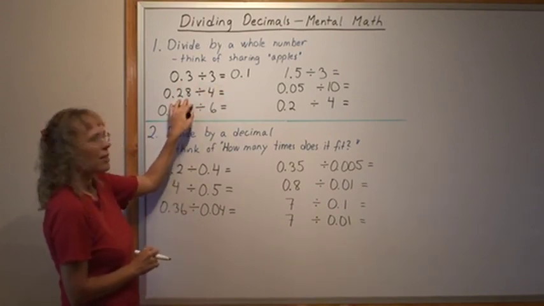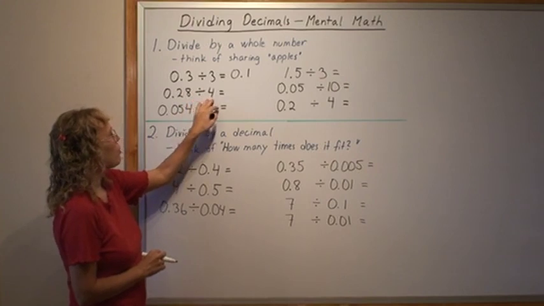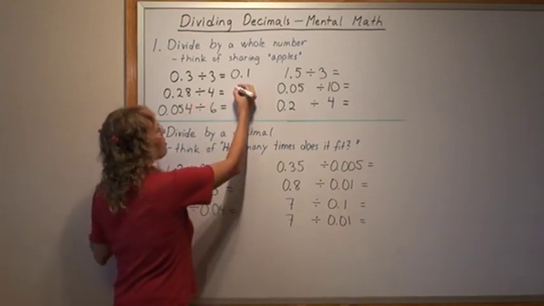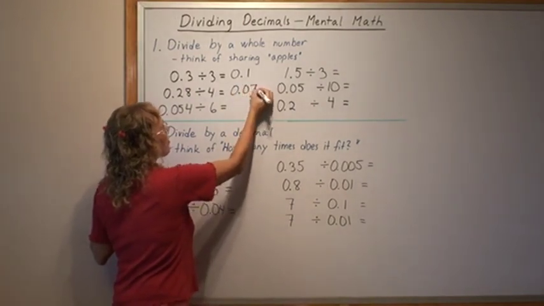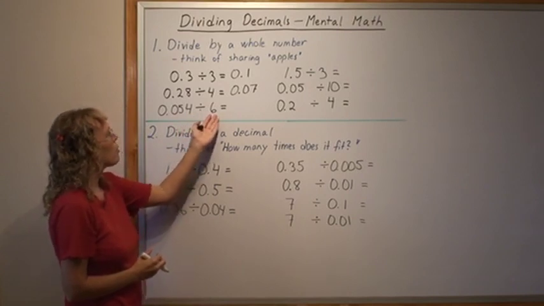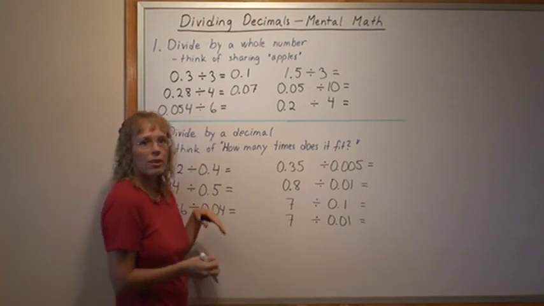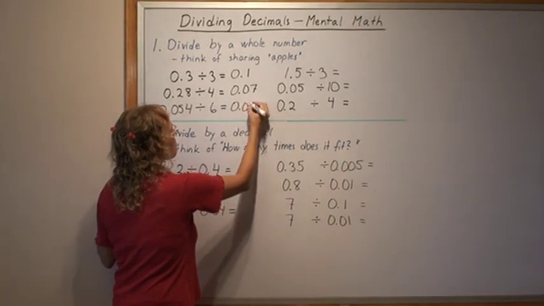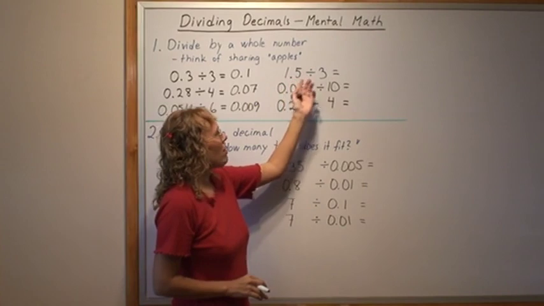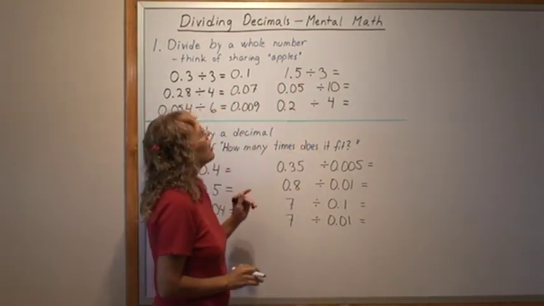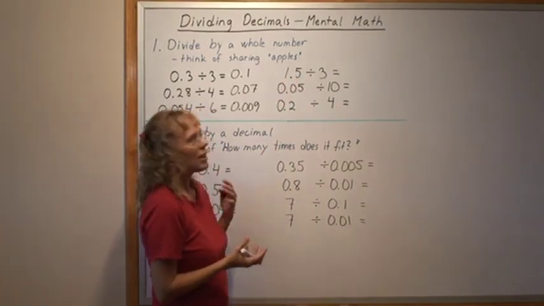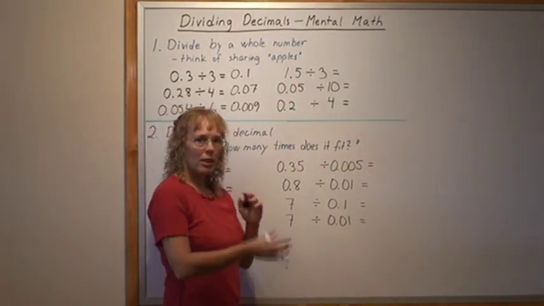Now, 28 hundredths divided between 4 people, how many hundredths does each one get? It's 7 hundredths, right? Or 54 thousandths shared between 6 people, everybody will get 9 thousandths. So it's easy. Here, 1.5 divided by 3, 1.5 is also 15 tenths. And so 15 tenths divided between 3 people, everybody will get 5 tenths.